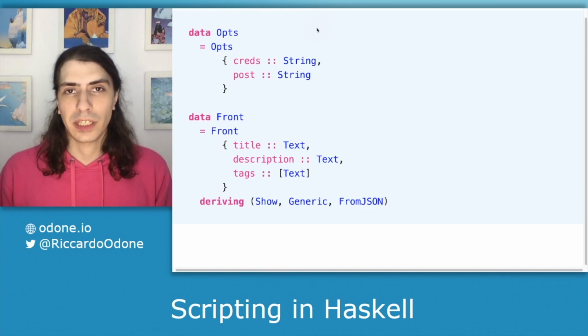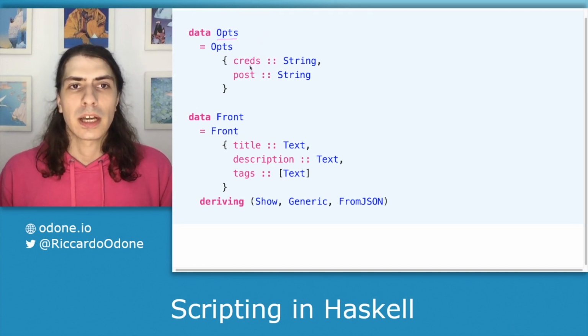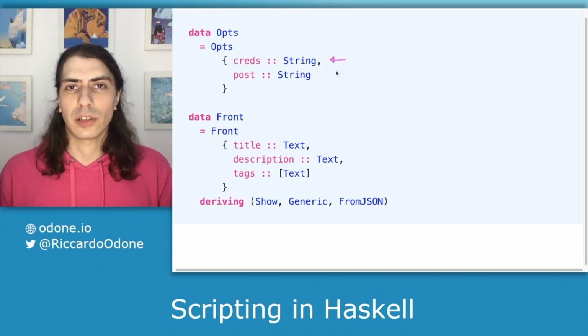Let's start with the data types. First of all, we have opt, which is representing our command line arguments. As you can see, there's a credentials argument, which is a string, and a post, which is a string again. The idea is that we want to tweet using some credentials so that they are not hard-coded in the script. And we want to tweet about a specific post, which is in the blog.